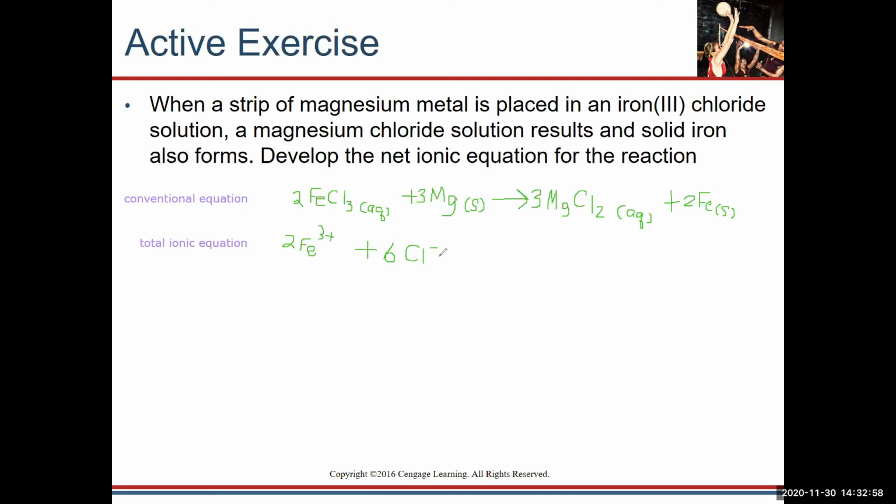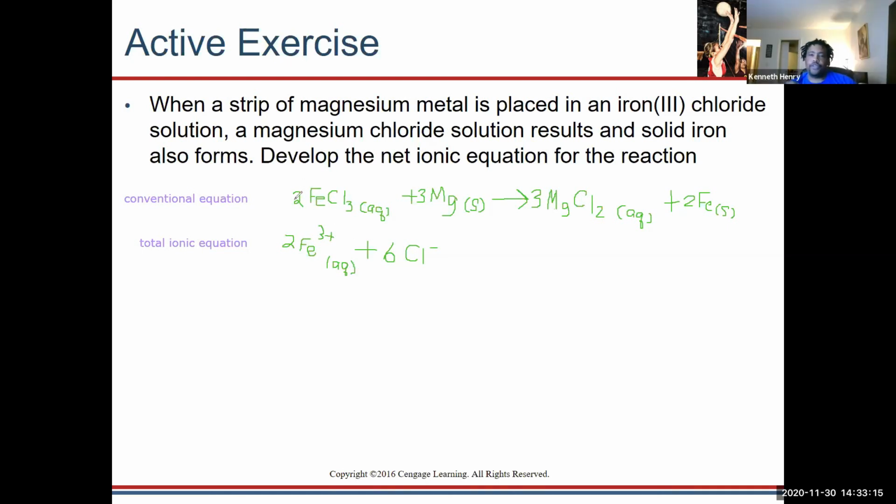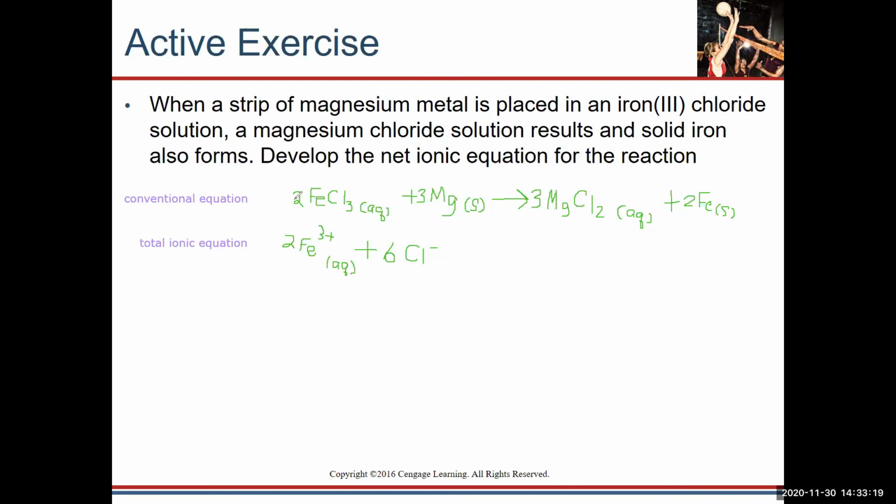I have a question. So the iron would be a solid, right? Nope. Oh, okay. Why is the iron aqueous? Because it's separating into its ionic components, which will be in solution. Oh, okay. Yeah.